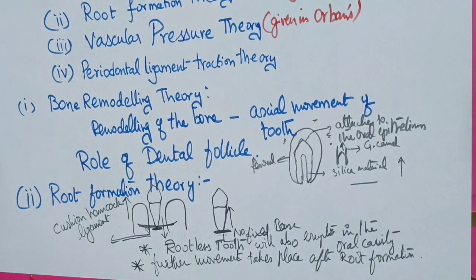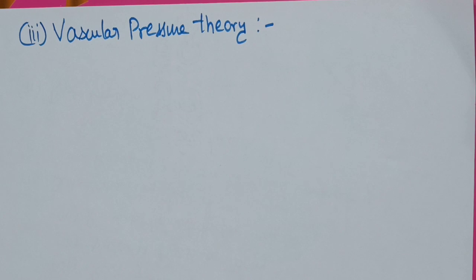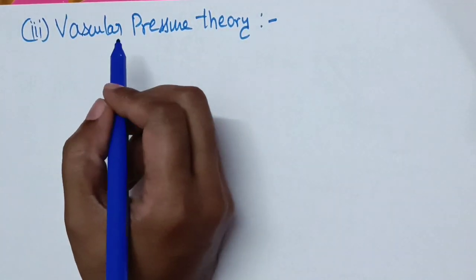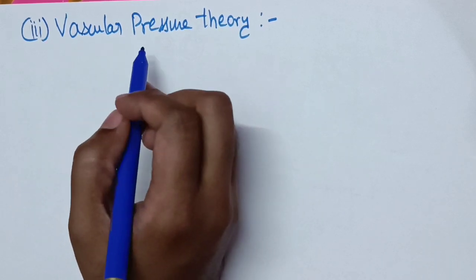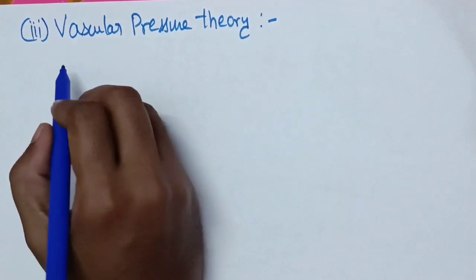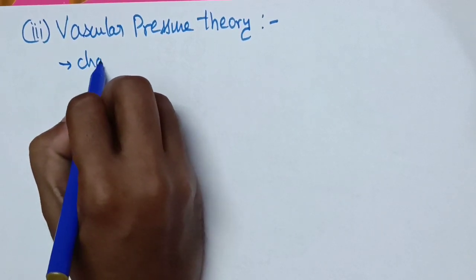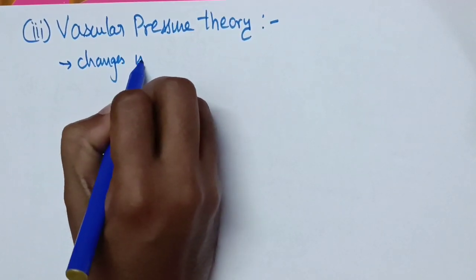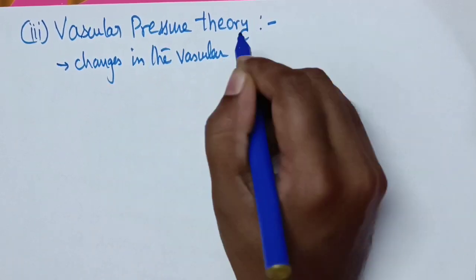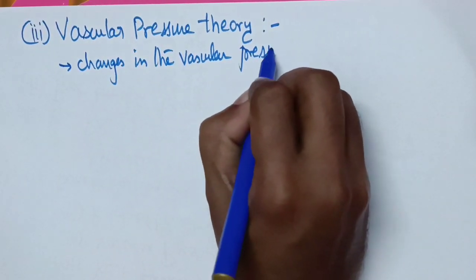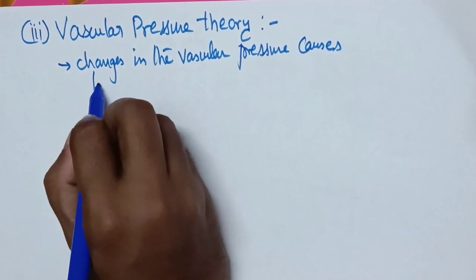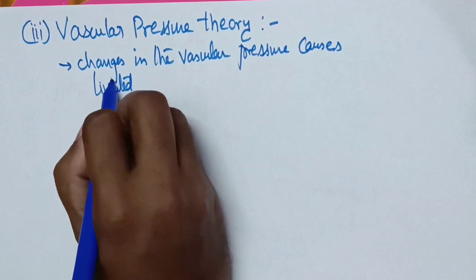Next, the next theory is the vascular pressure theory. In this theory they say that small localized changes in the vascular pressure cause a limited tooth movement. Changes in the vascular pressure cause limited tooth movement.